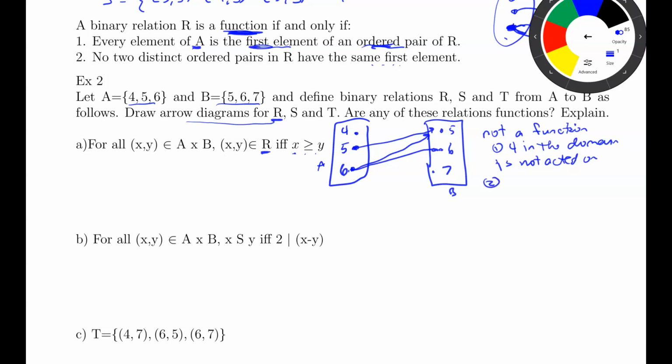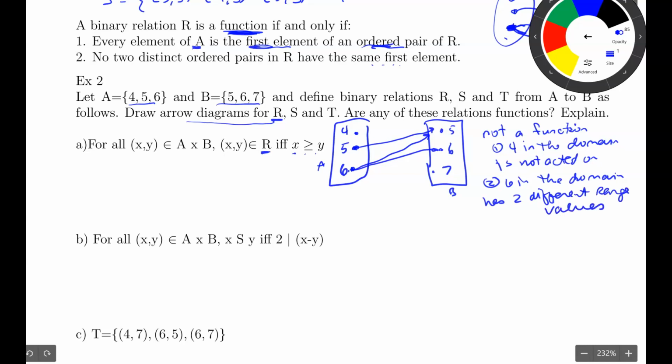And then the 6 in the domain has two different range values, right? So you can't have that. You can't have something in the domain going to two different places. Okay, so I am going to let you do the next two for Zoom time. So this one is a Zoom problem, and this one is a Zoom problem.